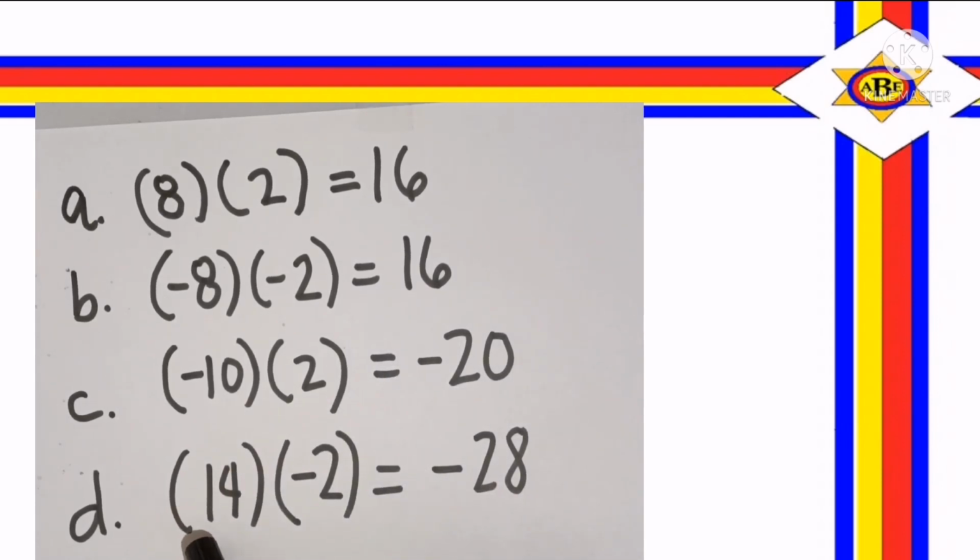For letter D, we have 14 times negative 2. Then, the product is negative 28. This is negative because the sign is different. We have positive 14 and negative 2.